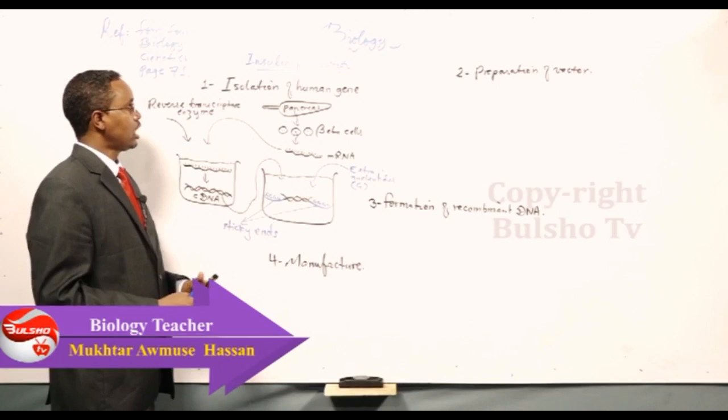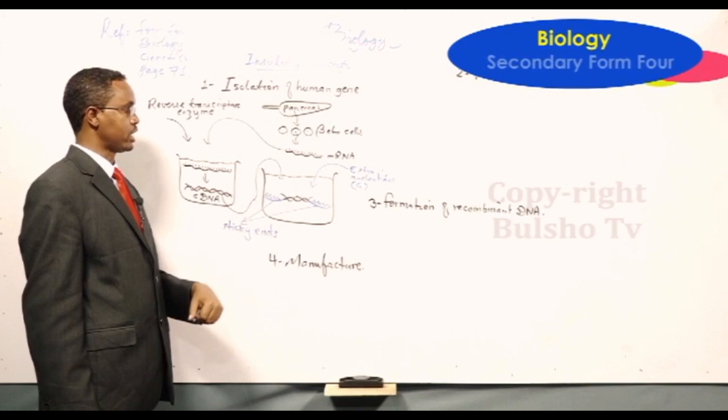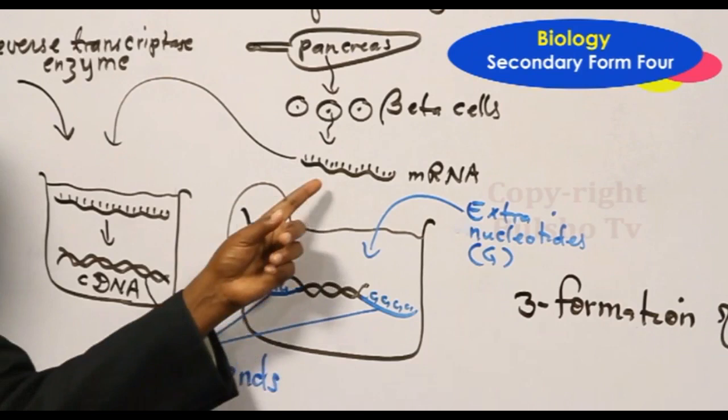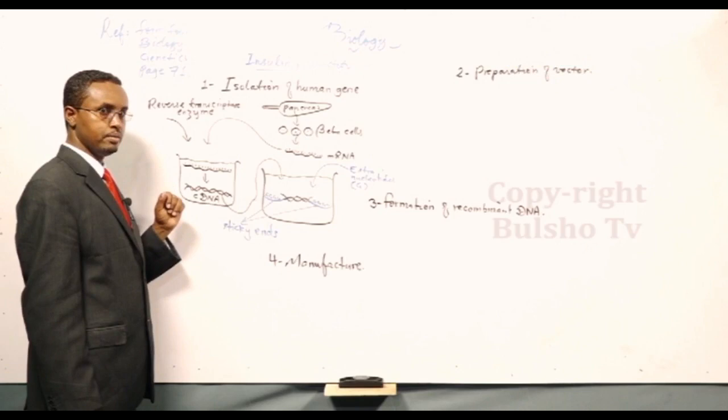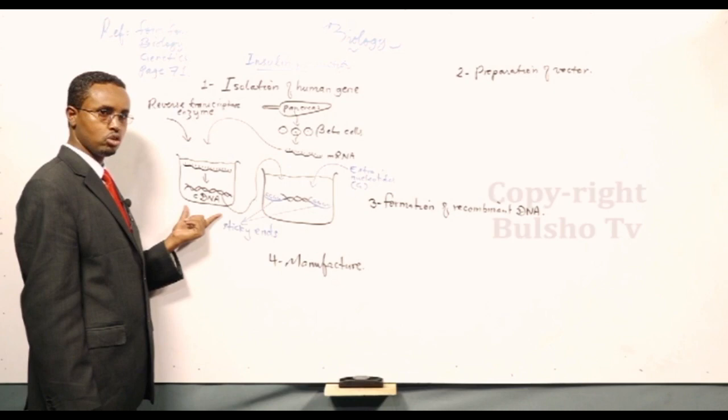Isolation of human gene. This is the human pancreas. We remove beta cells from the human pancreas. Then we remove messenger RNA from the beta cells. Messenger RNA synthesizes human insulin. We insert it in a beaker. Then we add an enzyme called reverse transcriptase enzyme. This enzyme changes messenger RNA into DNA that is called complementary DNA.